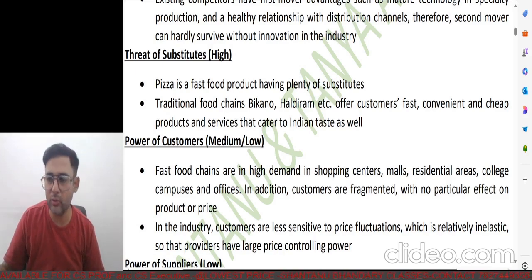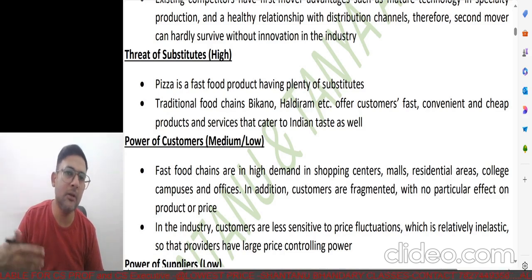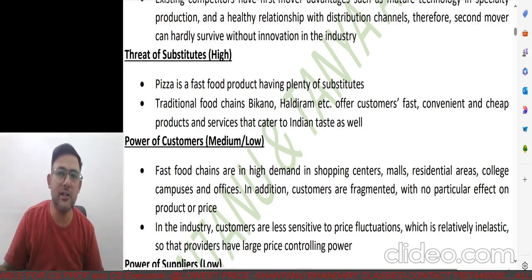If you went to Haldiram or wherever, and said, I want one pizza, and pointed out a particular one, and they said it's not available, any of the pizzas are not available, you may actually try something else, because they have so many other things that maybe don't taste like pizza, but obviously provide you a similar kind of satisfaction. So when we talk about substitutes, there are so many. If not pizza, then there will be so many other products, Italian products like pasta and whatnot, that you can really have. So that's the thing.